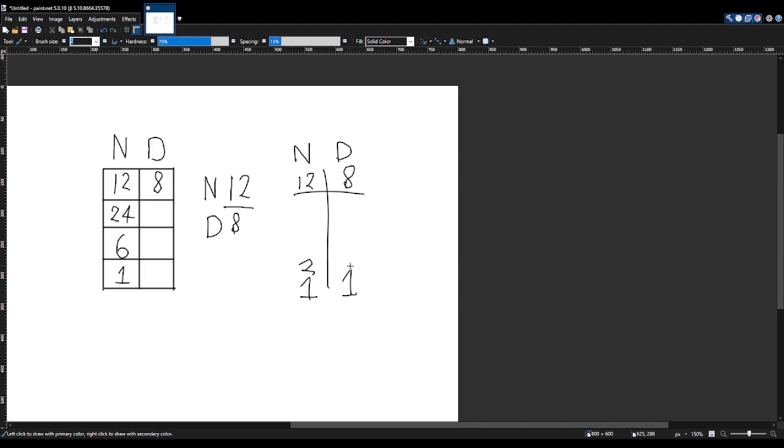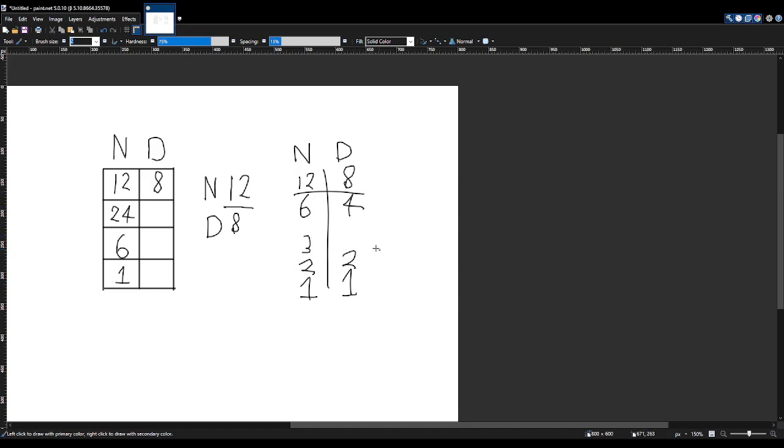Now, this is where you're going to start. You're going to start by going up by 1. Always go up by 1 until you find something that this can be divided by. Now look at this. 12 divided by 2 is 6. 8 divided by 2 equals 4. Always make sure it's an even number. 1, 2, 3, 4. It's even.